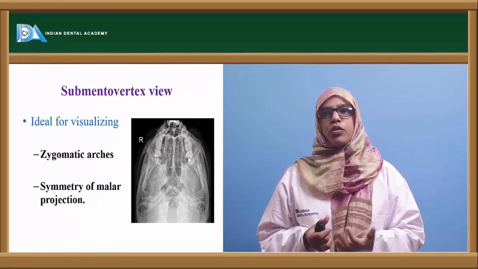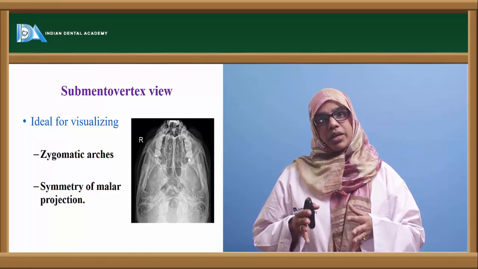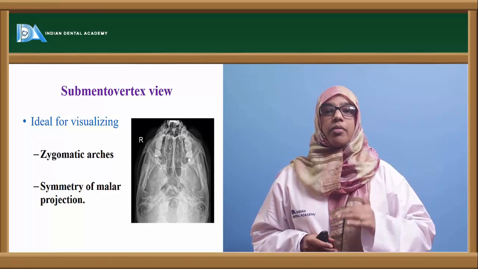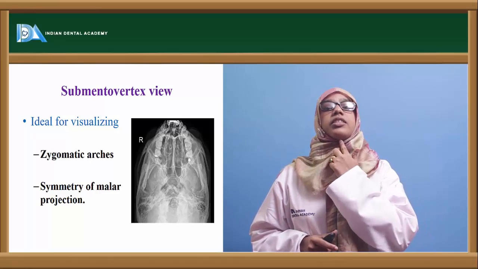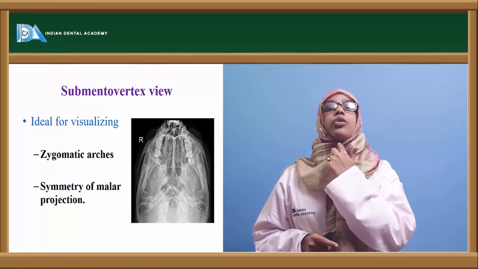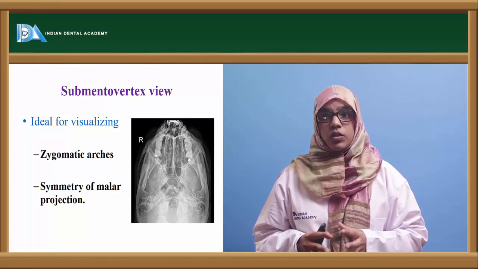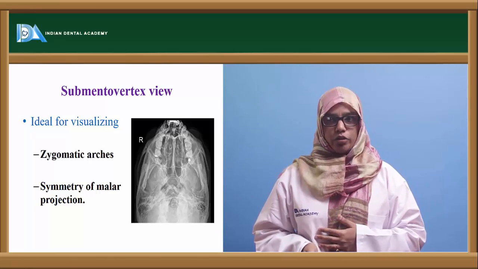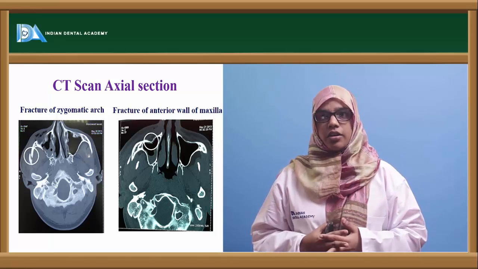Then the next is submentovertex view. Now in this view, you put the cassette film, that is X-ray film, behind the patient's head, that is skull. Ask the patient to tilt the head markedly and you direct the beam from here in this direction. You make a line from the angle of the mandible. In the midline, you direct your X-ray beam. Now this technique is best to visualize fractures of the zygomatic arch, and it also helps us to assess the symmetry of the malar projection. Now the best thing is the CT scan, which is the need of the hour nowadays.